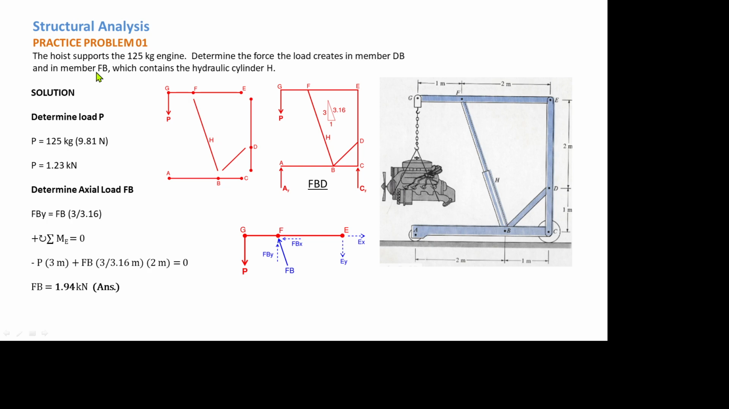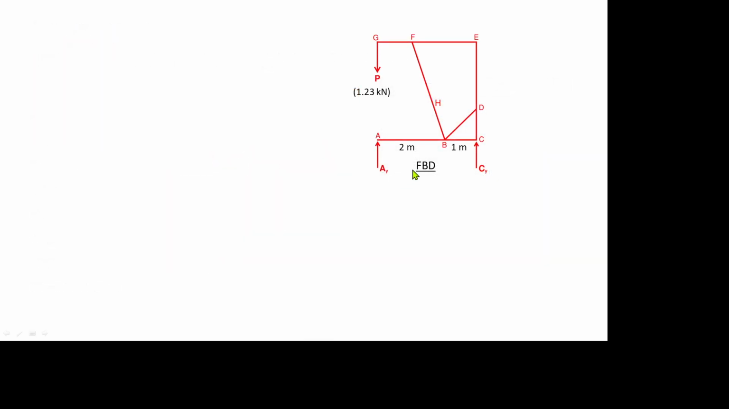So the other member that we are going to determine is BD, which is the diagonal BD from here to there, this member. So, okay, continuing on. This is the free-body diagram. Then we will determine the reaction load at the support, the reaction from the external load, which is 1.23, the load from the engine.